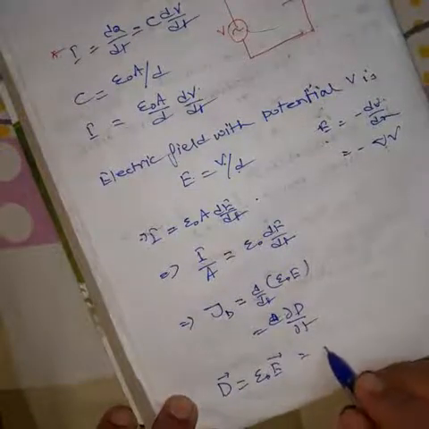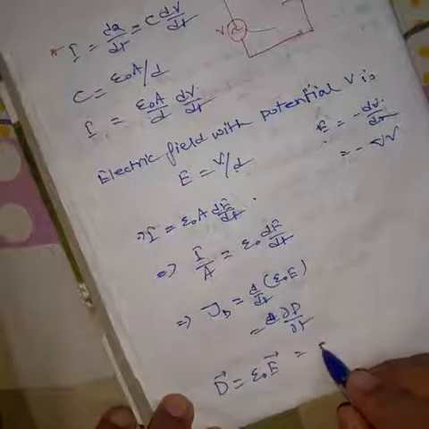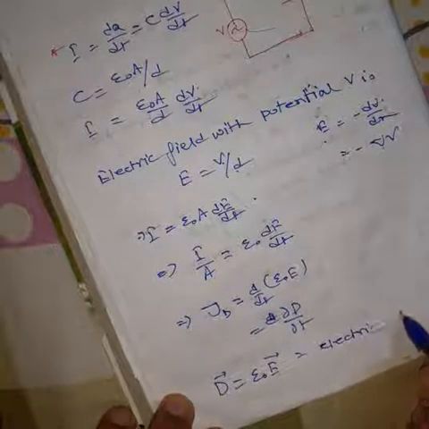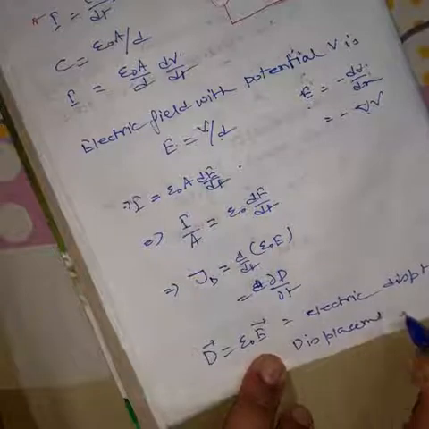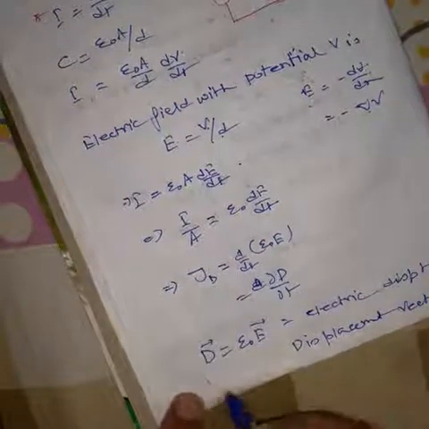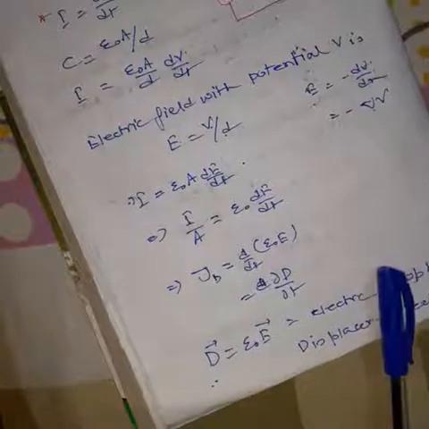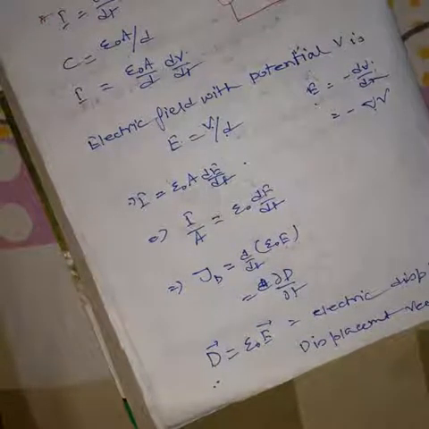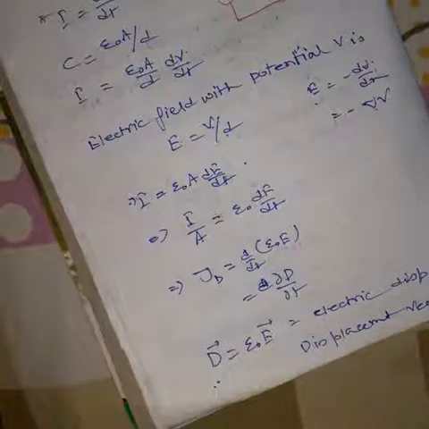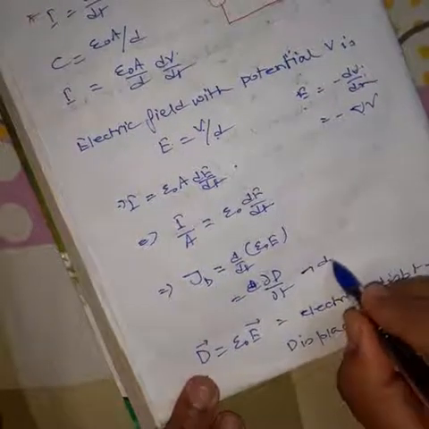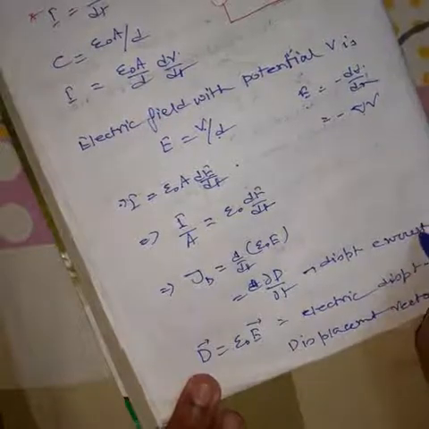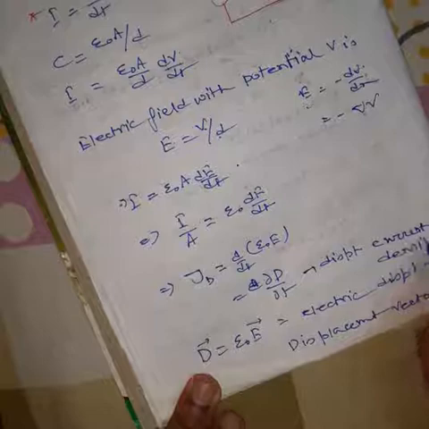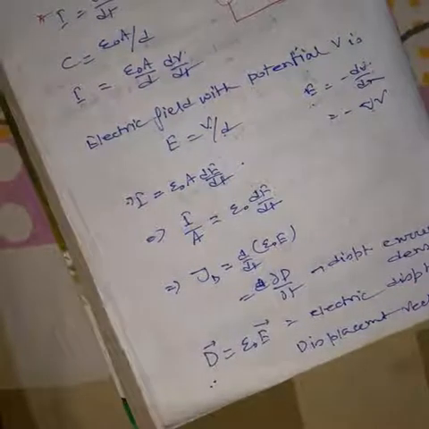This is known as the electric displacement or displacement vector. This same vector was used in Maxwell's equation. So J_D equal to del D by del t is the displacement current density. This is called the displacement current density.